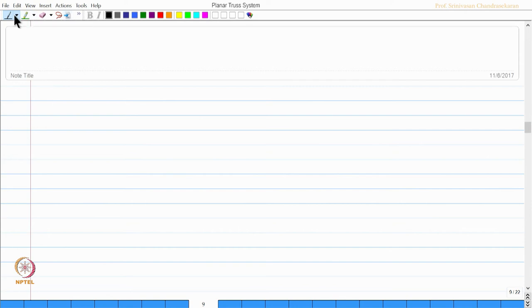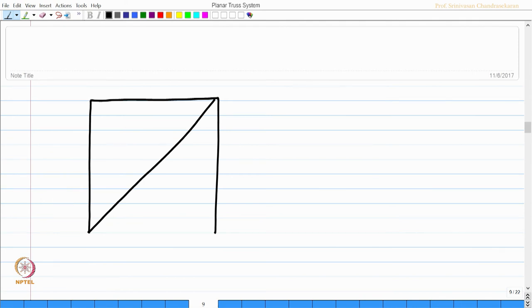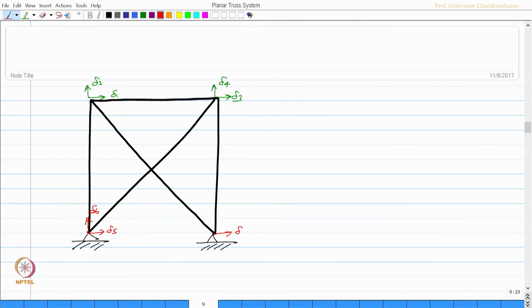So, say this is my truss system. Okay, let us mark the unrestrained degrees. This is going to be delta 1 and delta 2, and delta 3 and delta 4. Then the restrained degrees, delta 5, delta 6, delta 7 and delta 8. Okay. The reference system is this. This is my global X and global Y.